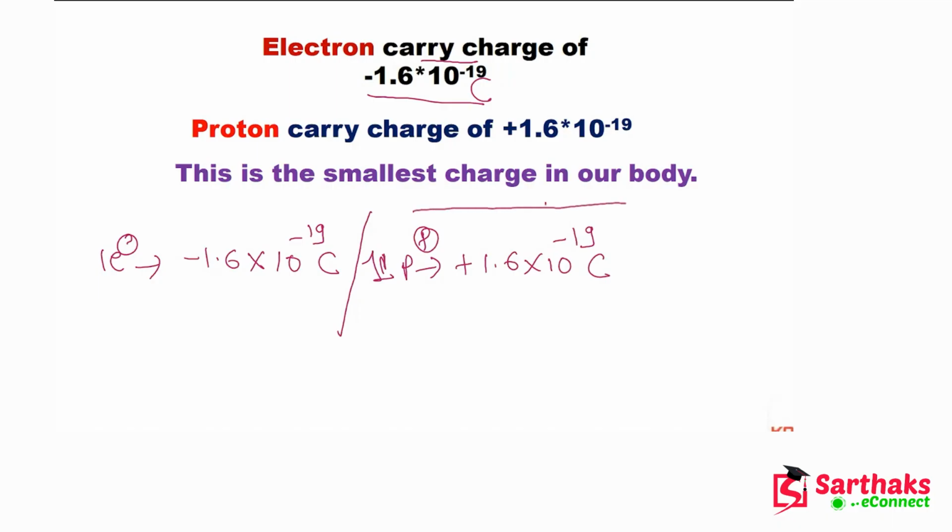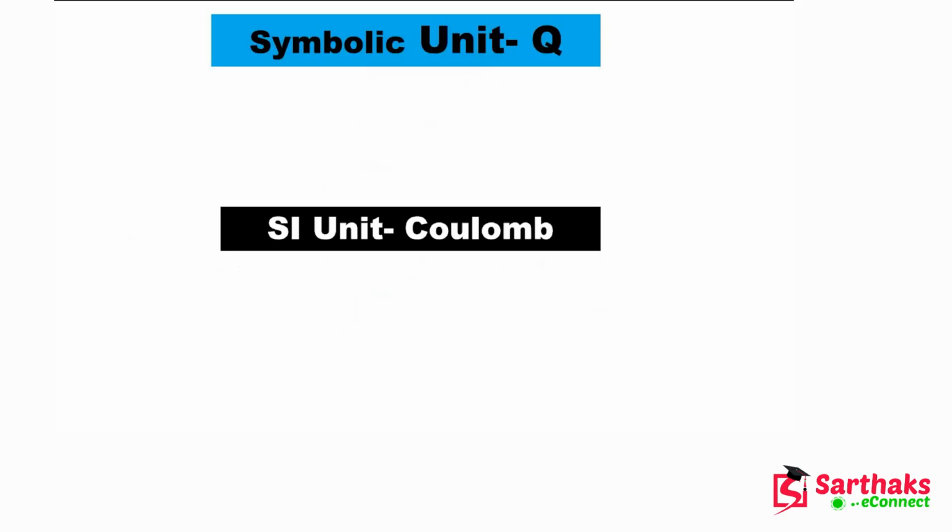And this is the smallest charge in our body, because we are made up of cells. Cells are also made up of atoms. And in an atom, the smallest units are electron and protons. So this is the charge of electron and proton. That's why this is the smallest charge in our body. I hope guys you get it. Now let's talk about the symbolic unit.